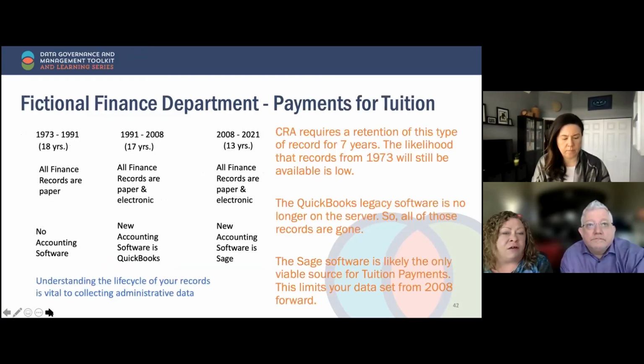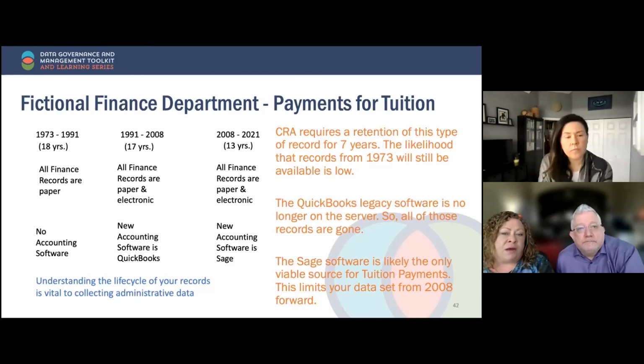So here's a nice kind of chart that I can start you off with that will demonstrate what we're talking about. So from 1973 to 91, which is 18 years, the finance department operated only in paper. There was no software. Now, CRA requires a 7-year retention on financial records. So it is completely possible that those records for that 18 years may not be available in paper.